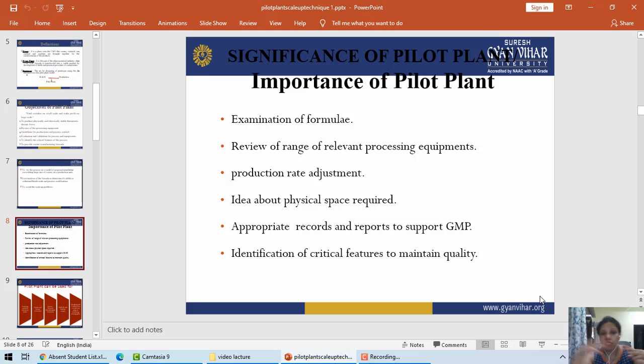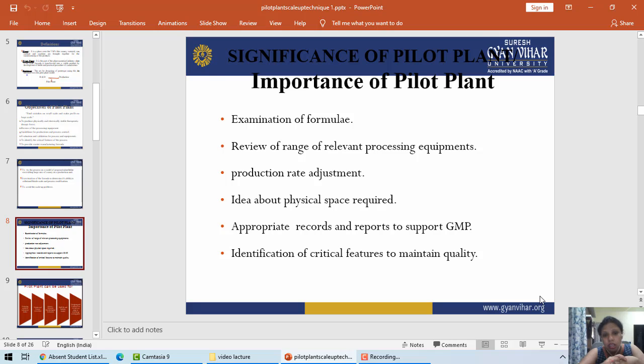Now, an idea about the physical space required. If we are using the pilot plant, we will get an idea that if we are making 1000 tablets, this much area is required, and if we make lakhs of tablets, how much area is required. So the space requirement idea is also there when we are using the pilot plant scale up study.